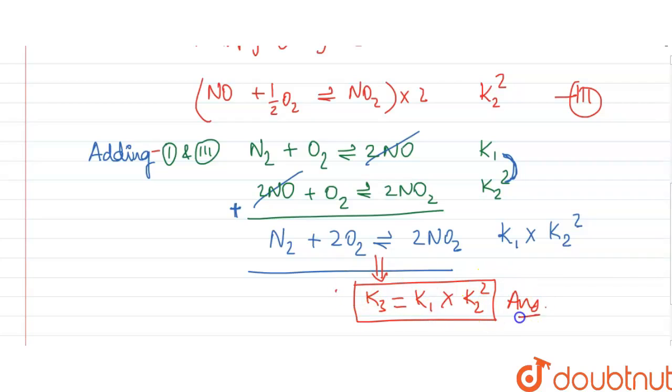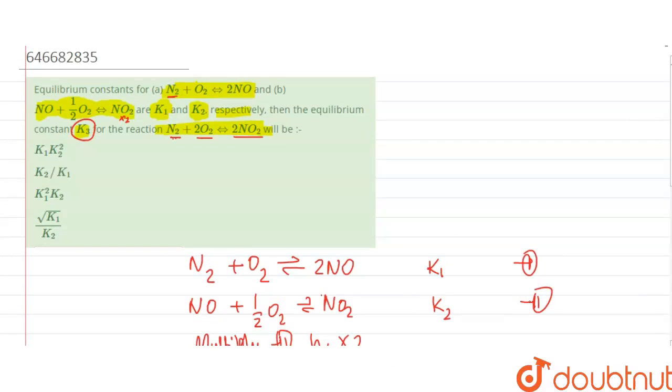Let us see if it matches with the option K1 into K2 whole square. Yes, we have got the answer. This is the first option. I hope you liked the video.